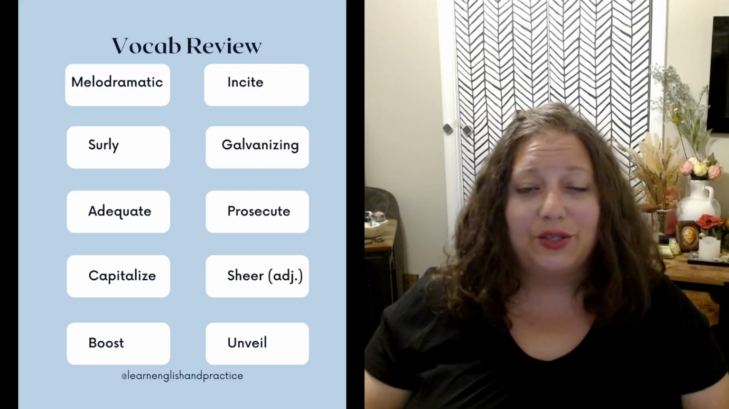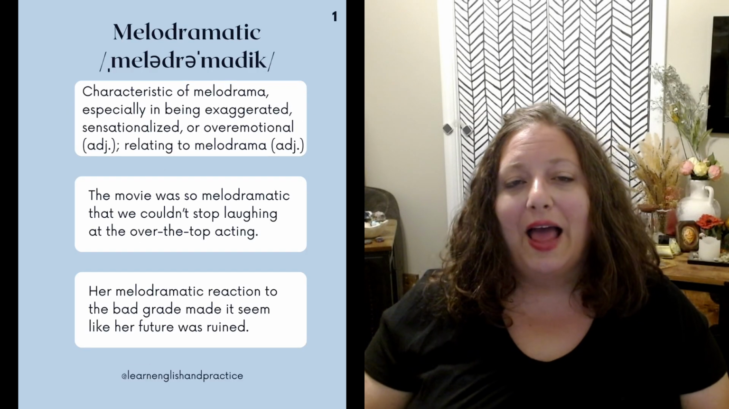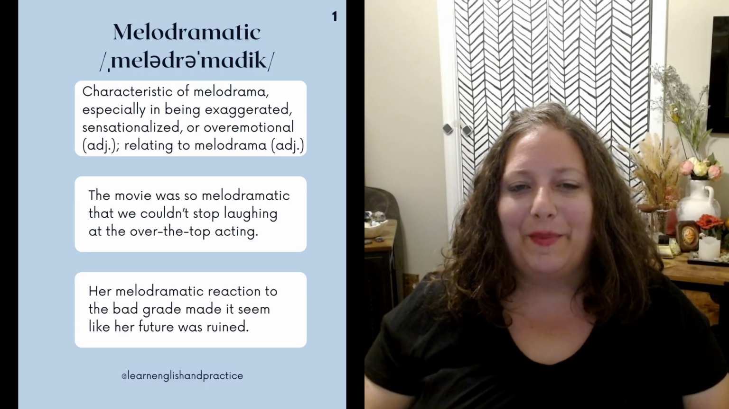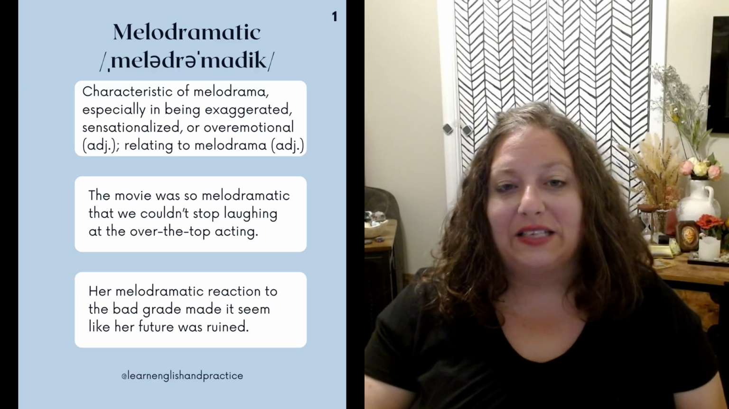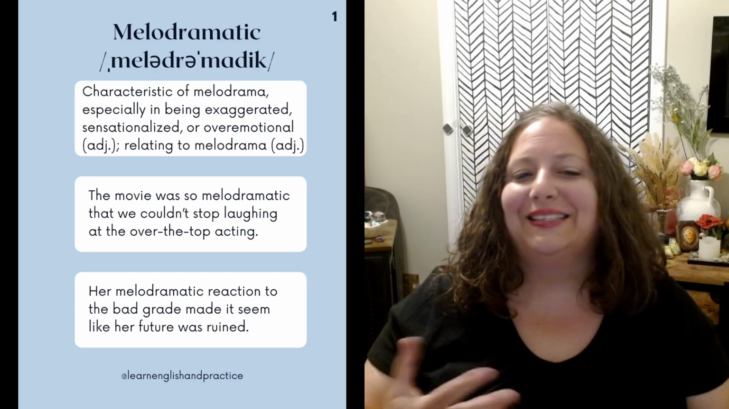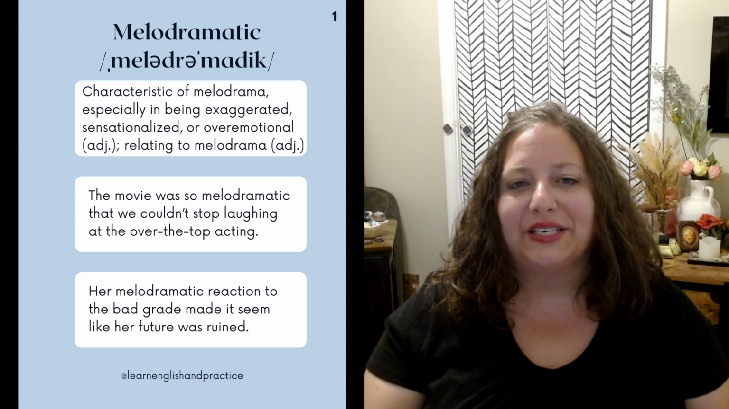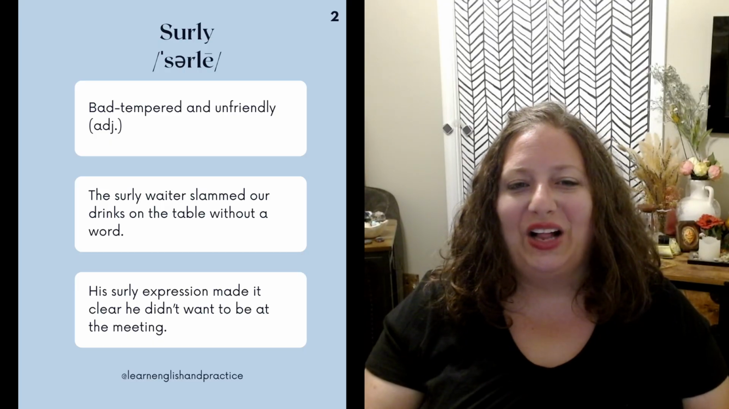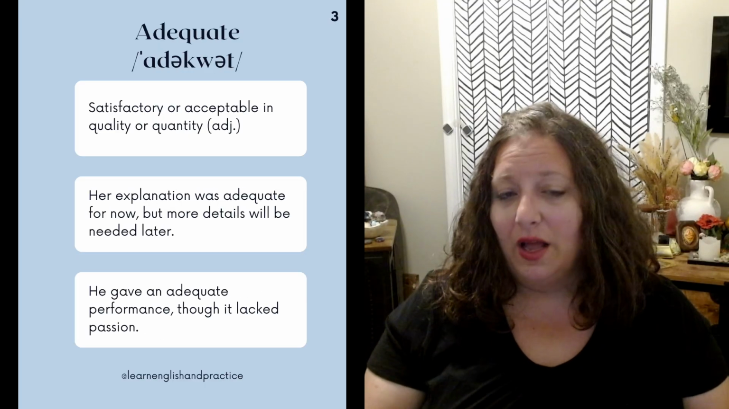So let's read through these words one more time, and I'll spell as we go. Melodramatic. Melodramatic is characterized by melodrama, exaggerated, overly emotional, just over the top. Surly. Surly means bad-tempered or unfriendly.